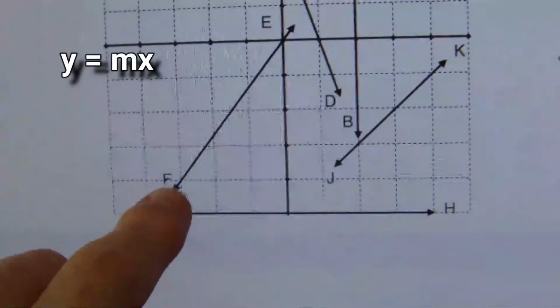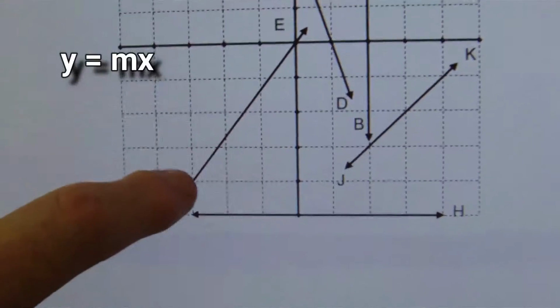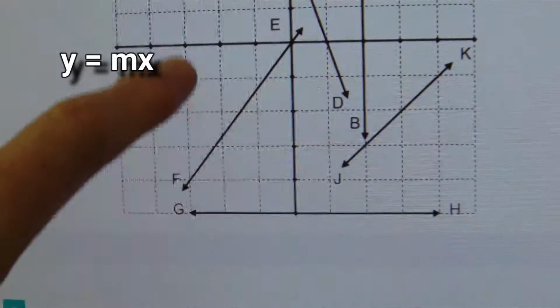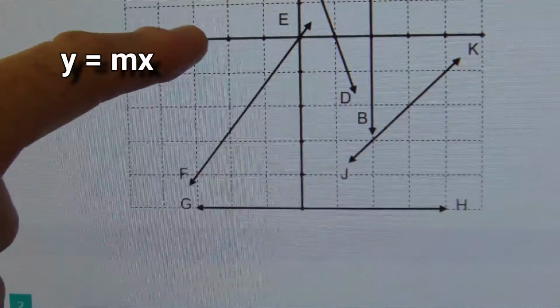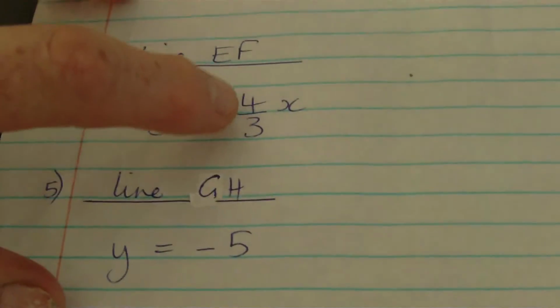So let's just rise and run from this point here to that point there. Alright, so starting here. Rise, how high up did I go? I went up 4, okay? And then run, right 3. So, rise is 4, positive, and run is positive 3. So 4 over 3.